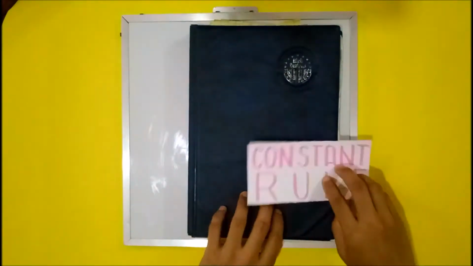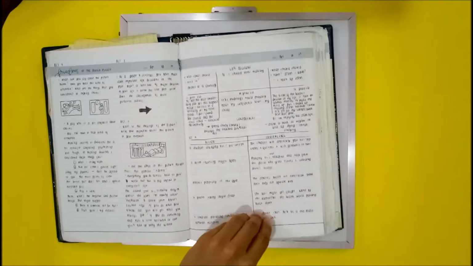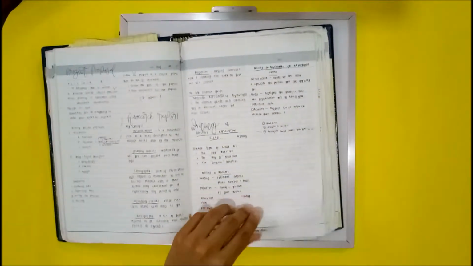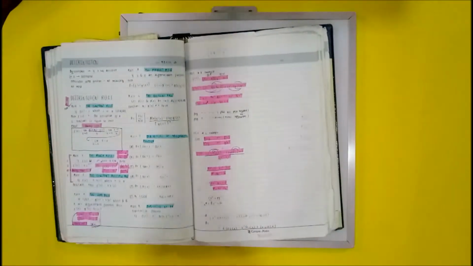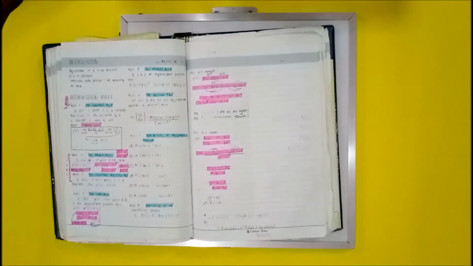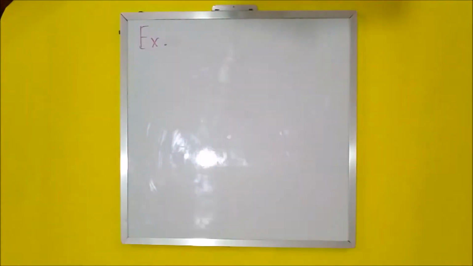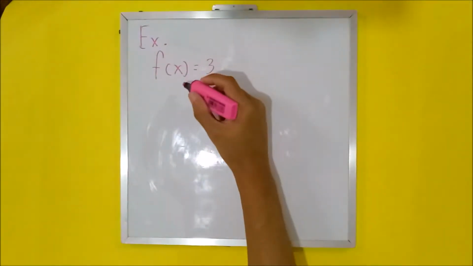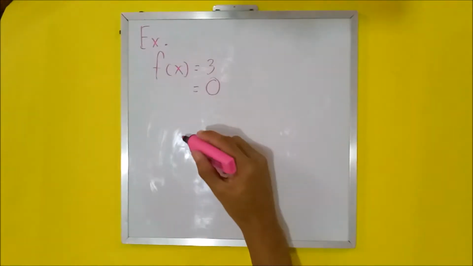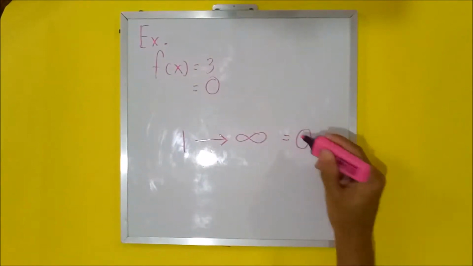If f of x is equal to c, where c is a constant, then f prime of x is equal to 0. The derivative of a constant is equal to 0. For example, f of x is equal to 3, where 3 is a constant. Therefore, f prime of x is equal to 0. We can conclude that the derivative of a constant is always equal to 0.